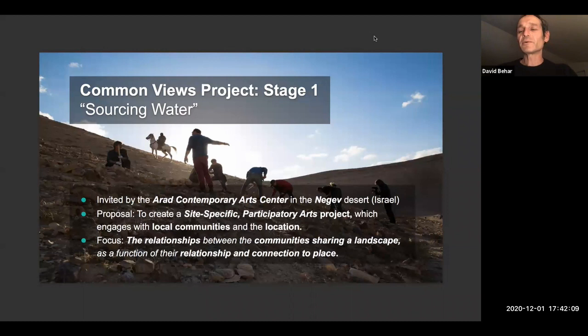At that time, we didn't know which communities we would deal with, but we had a keen eye to look at the city of Arad and the neighboring settlements around it, which are mostly Bedouin. The focus was to look at the relationship between the communities that share the same landscape as a function of the relationship and connection to their own place. I would say that at that time, we didn't know much about the Man and Biosphere program yet, and we started to work on the project together with the curator, Dr. Irit Carmon Popper.